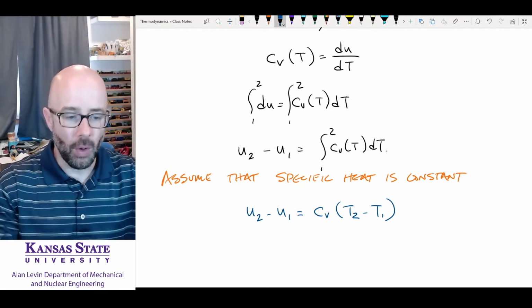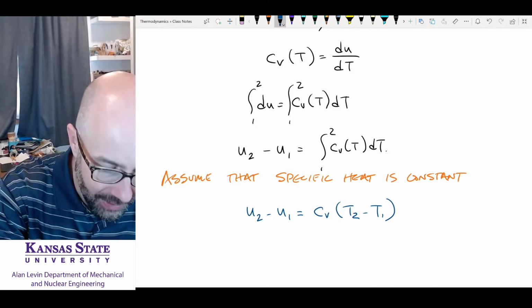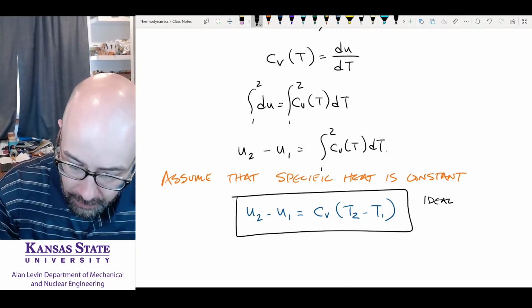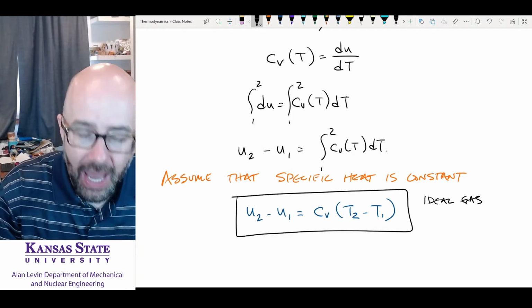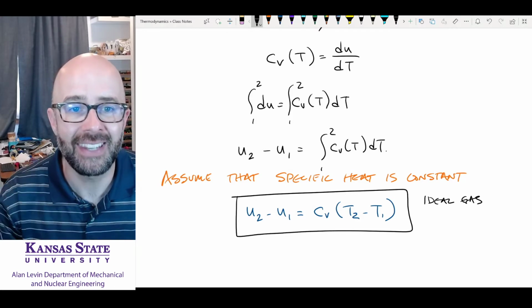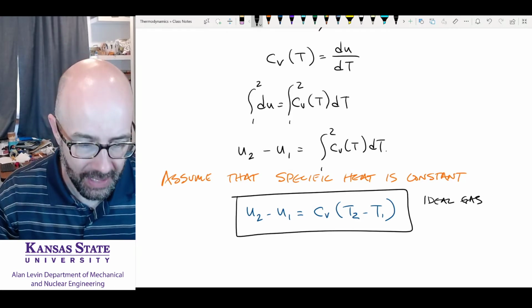All right? So just note that for ideal gases, and only for ideal gases, you can change U2 minus U1, the change in internal energy, to C sub V times (T2 minus T1).